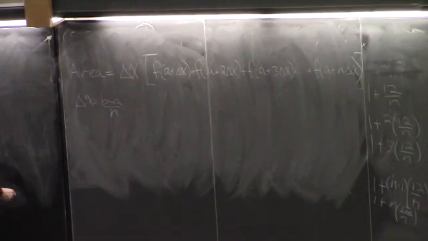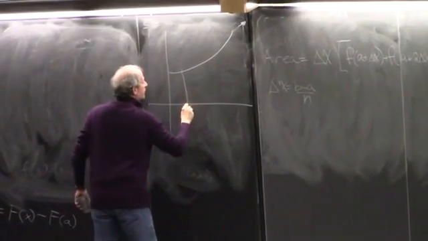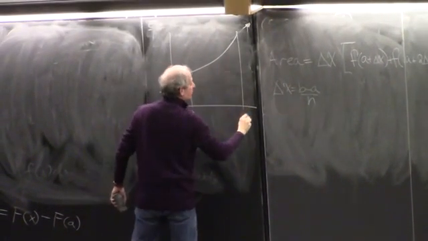Okay? So what do I need? The width of whatever curve we've got, this is a, going to b.